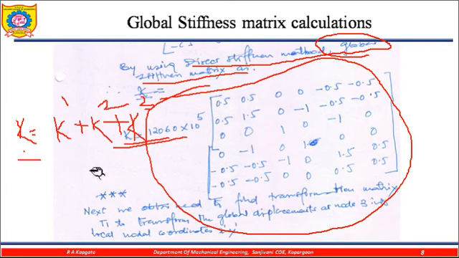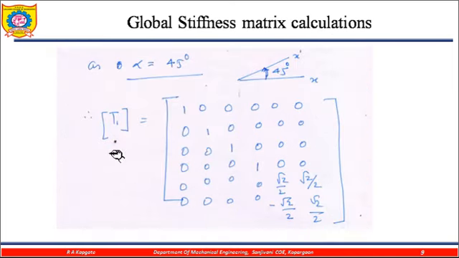Once you have this global stiffness matrix, then use the transformation matrix. So just to find out the transformation matrix, that is the identity matrix. Now how many terms are there? There are three nodes and two DOF, so there is a 6 by 6 matrix. So we need to find out the transformation matrix. So this is the identity matrix, this is the identity matrix, this is the identity matrix.